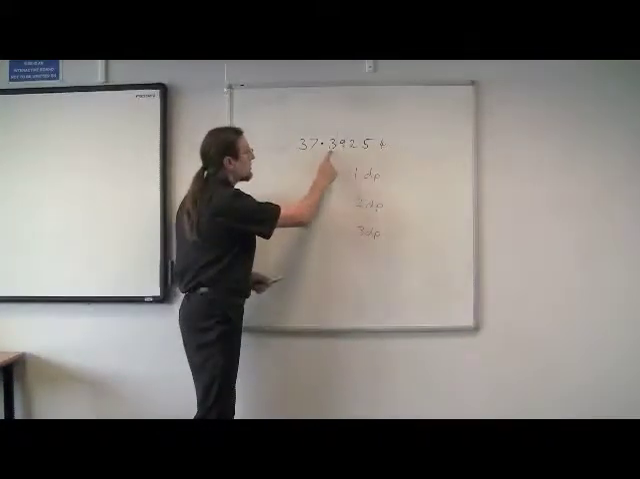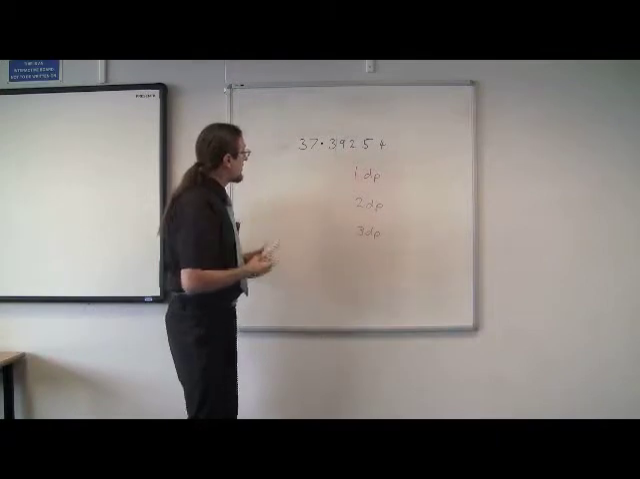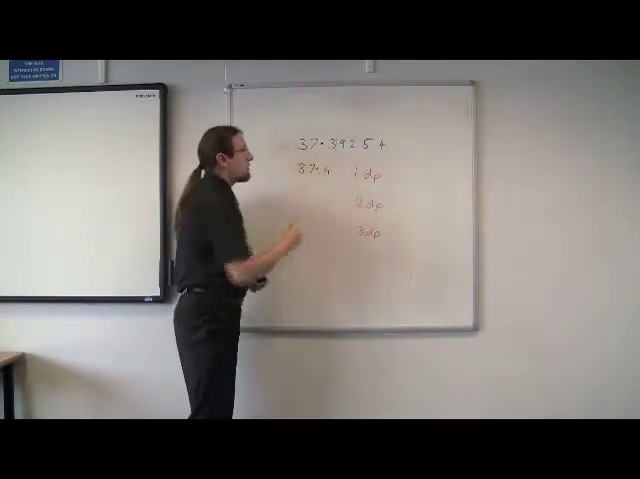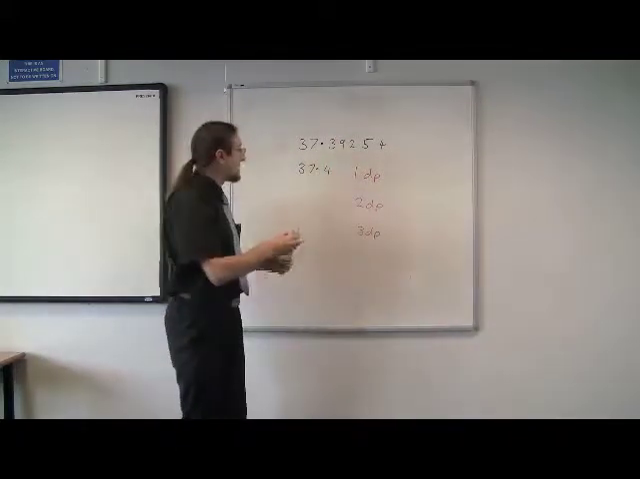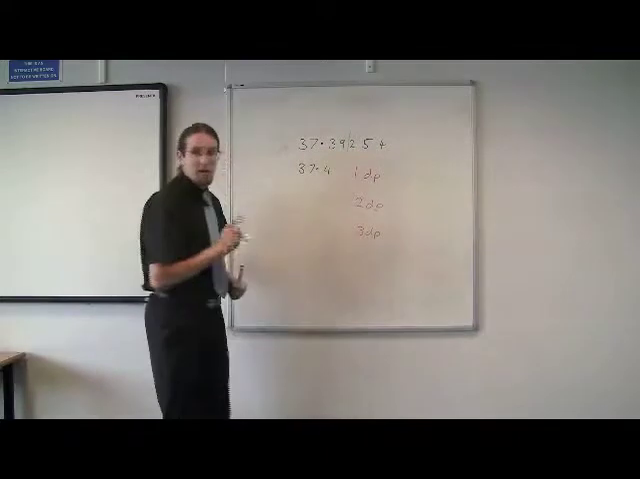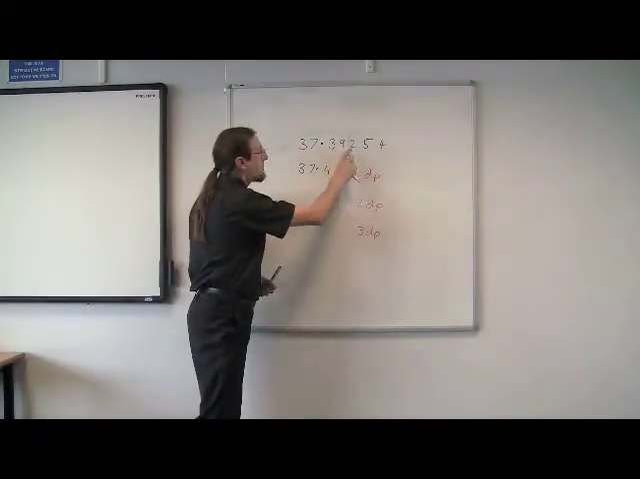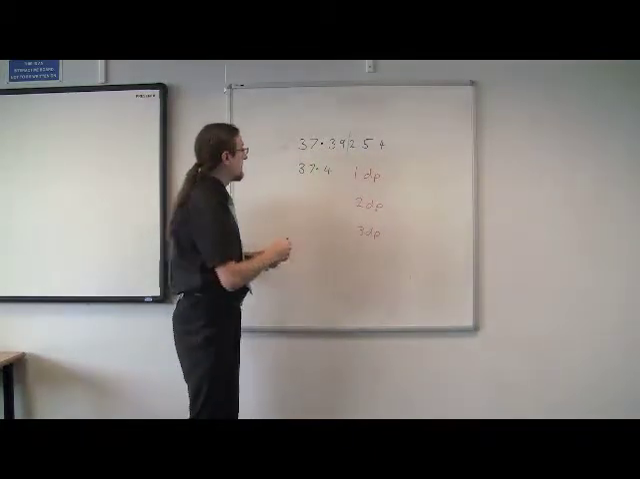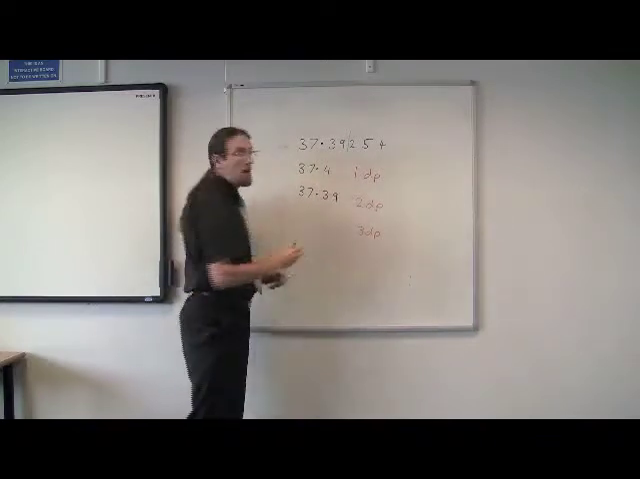We have a look at what's after the 3. Well, it's a 9, so we round it up. So to 1 decimal place, 37.4. 2 decimal places. We now want 2 numbers after the point. The 9 is followed by a 2, so it stays as 9. 37.39.